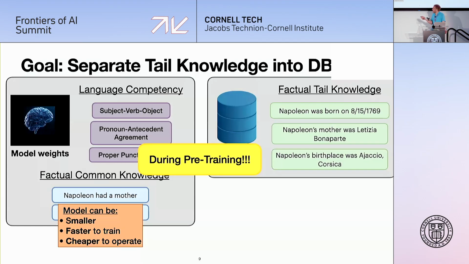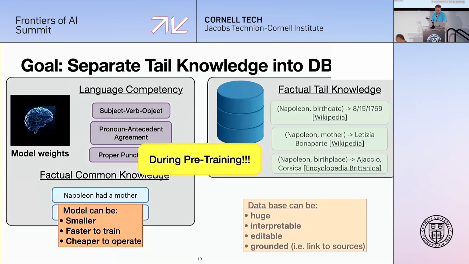One is that the models can now be much, much smaller because you don't have to store all the stuff inside the neurons. You also don't have to retrain them all the time, and if some facts get out of date, you just update them. It's much faster to train and much cheaper to operate because they're much smaller. You need less electricity, right? They're smaller and so on.